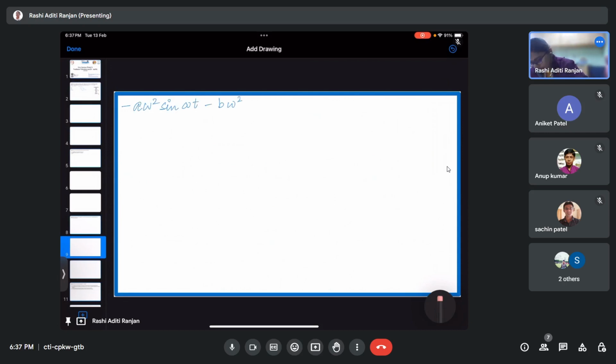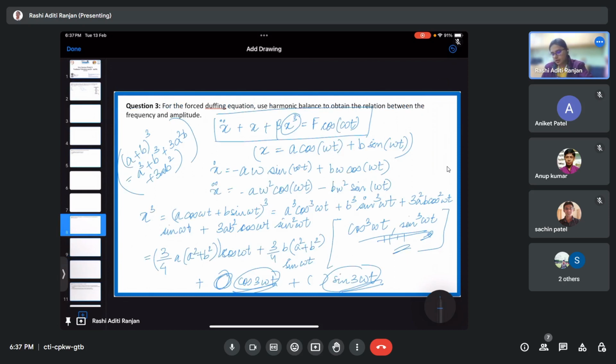Okay, here it will be cos and here it will be sine of omega t. Then we are going to have, this is due to the acceleration. Okay, then we'll have a cos omega t plus b sine omega t. This is due to x. Here we have this x.